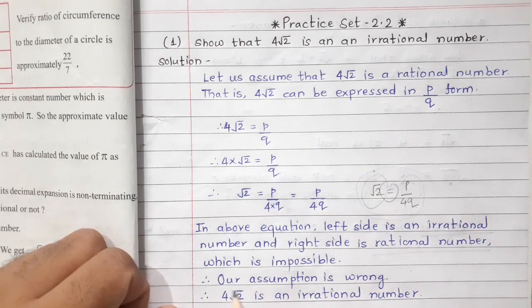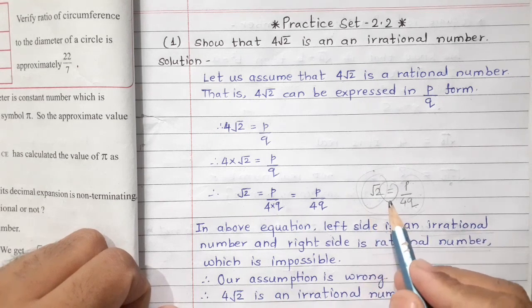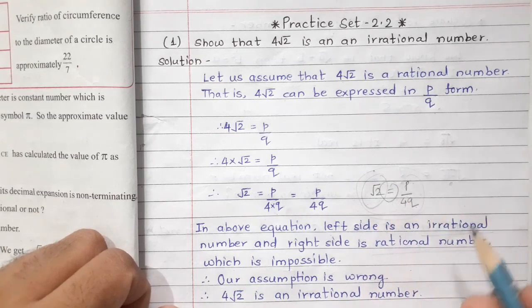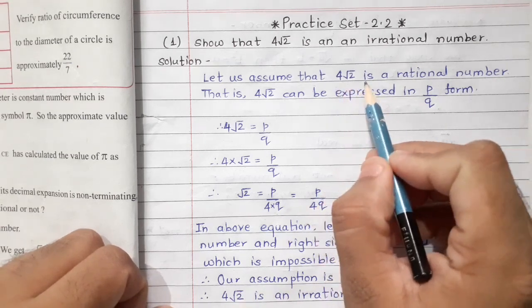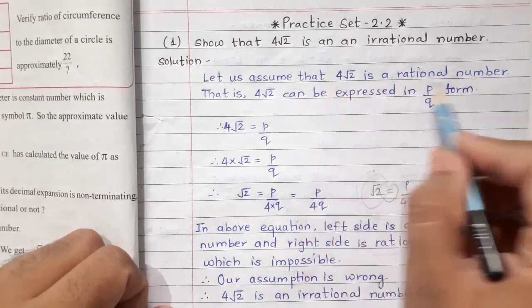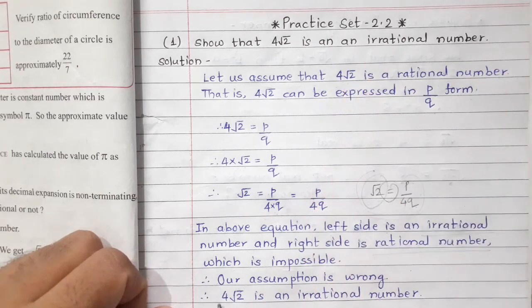That is, our assumption is wrong. Here we assumed that 4 under root 2 is a rational number, and this assumption is wrong. So therefore 4 under root 2 is an irrational number.